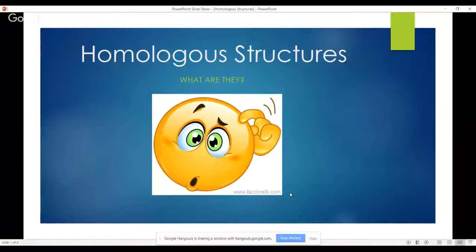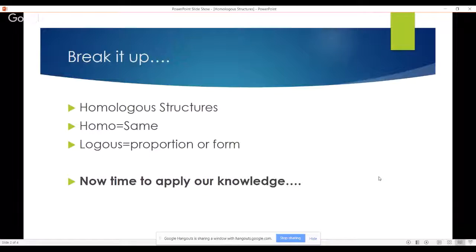So homologous structures, what are they anyway? You might look like this little guy before you learn. Totally confused. An easy way to understand scientific terms is often to break them into pieces and find out what the individual pieces mean, much like when you begin to learn to read, and there are smaller words within bigger ones. So, homologous is made out of two words: homo, meaning the same, and logos, meaning proportion or form.